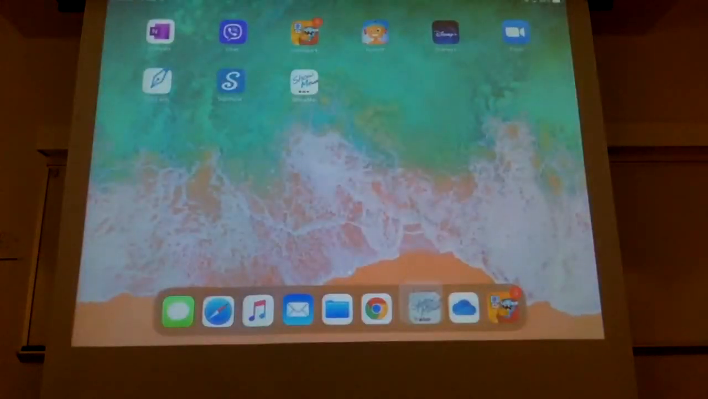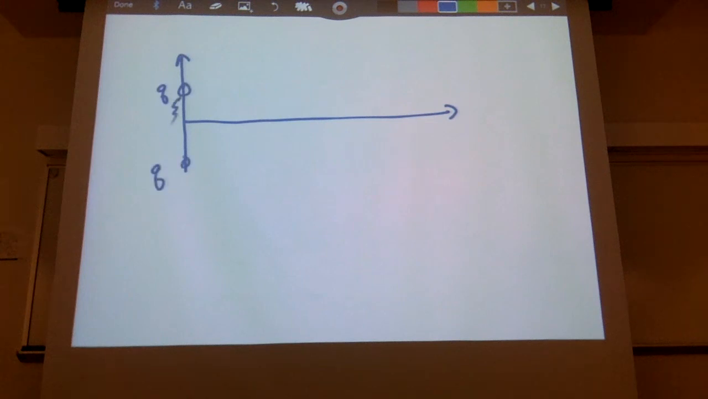So let's draw the picture. Here's my y-axis, here's my x-axis. I have one charge here of charge q, and a second charge here of charge q, where this distance is d, and this distance is d, okay?